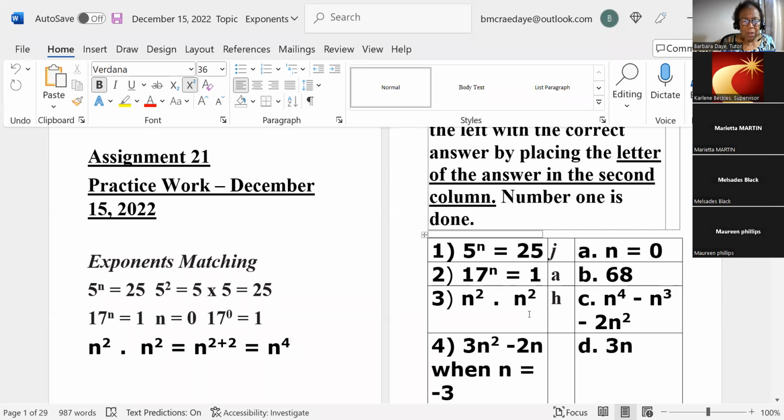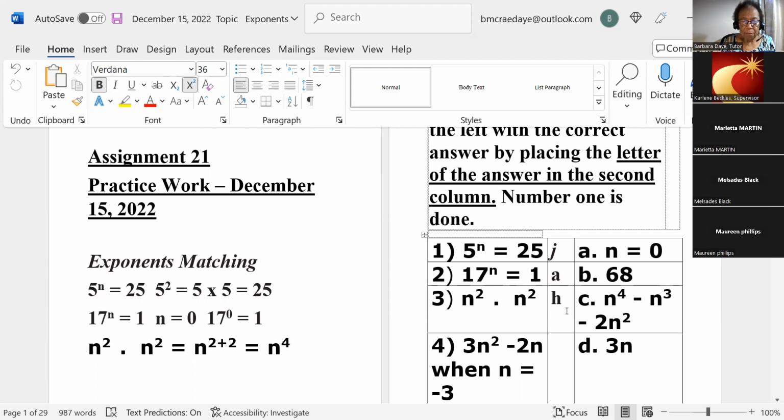So let's go to number 4. Now, Maureen, you understand the rule for multiplication of exponents? Yeah. So what do you do when you're multiplying powers, exponents? You add. Very good. So we added it. We had n to the second times n to the second is n to the second plus 2, 2 plus 2, and we got n to the fourth, and we looked at our table. H was n to the fourth.